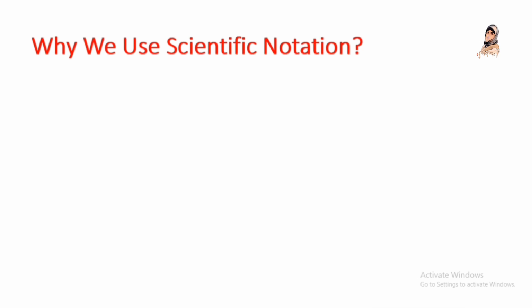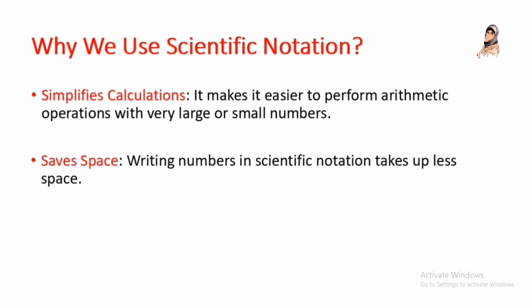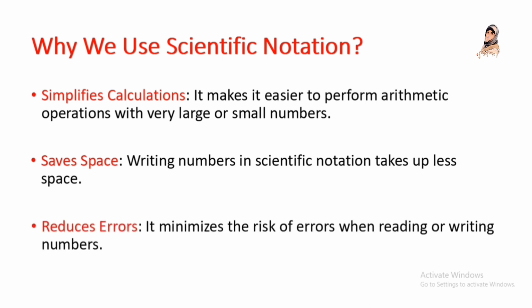Now, why do we use scientific notation? What is the purpose of writing a number in scientific notation? It makes it easier to perform arithmetic operations with very large or small numbers. The second purpose is that writing numbers in scientific notation takes up less space. And the third purpose is that it minimizes the risk of errors when reading or writing numbers.